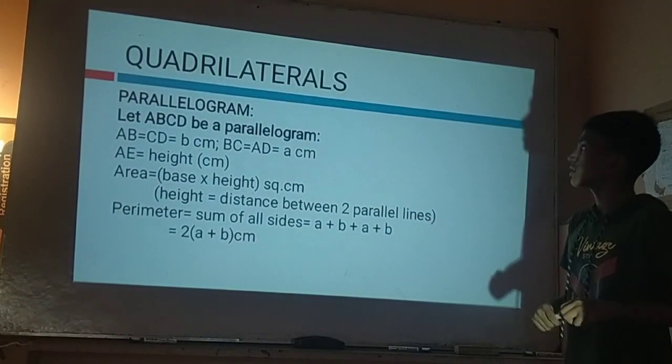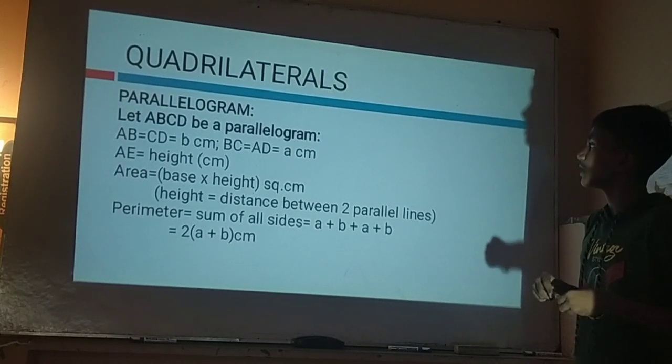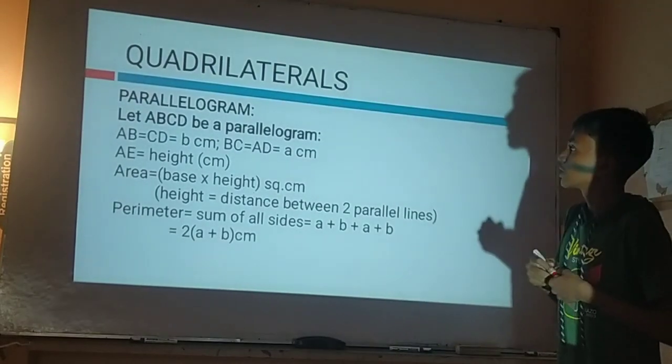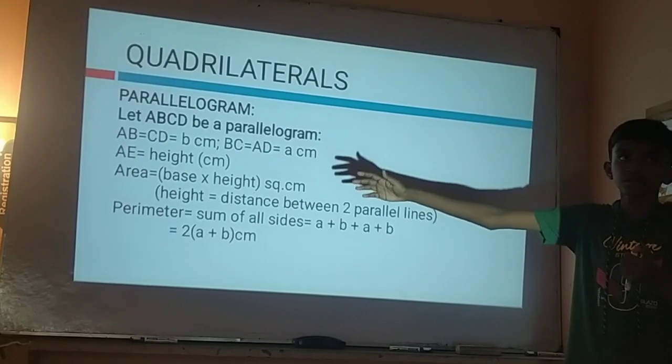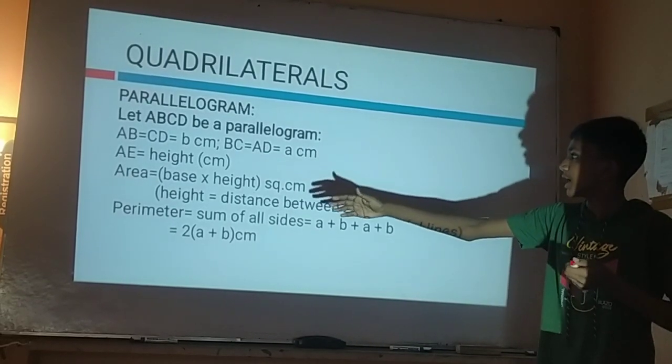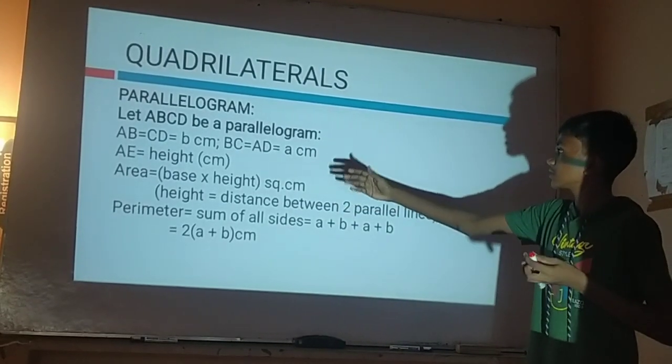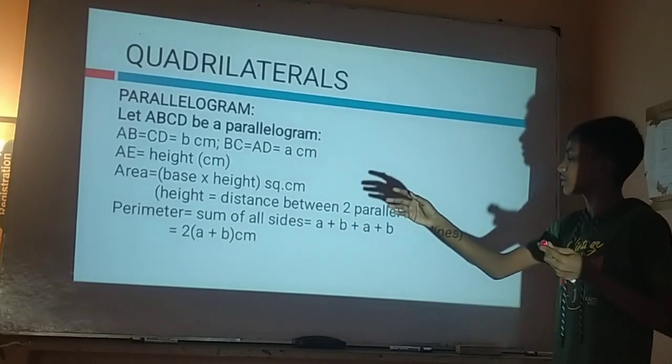The next quadrilateral is the parallelogram. Let ABCD be a parallelogram, where AB is equal to CD, which we can take as B, and BC is equal to AD, which we can take as A.